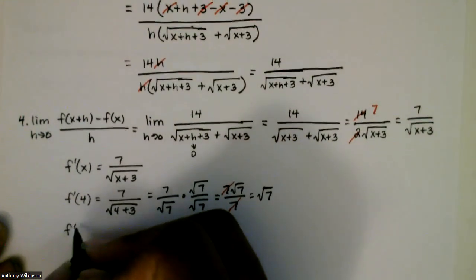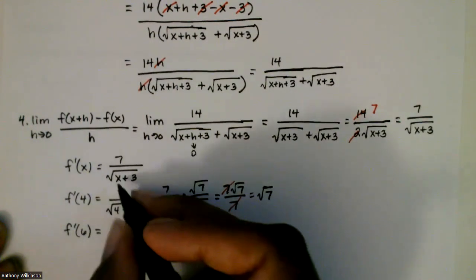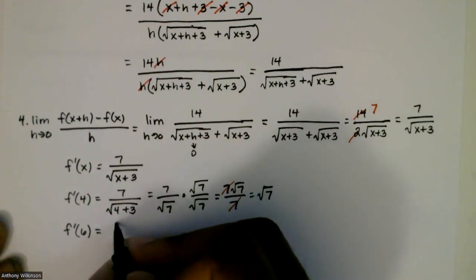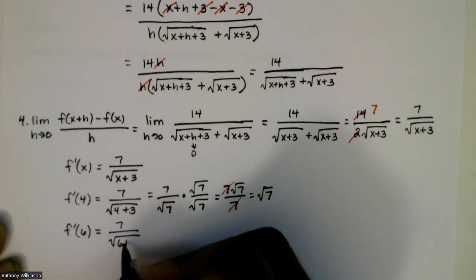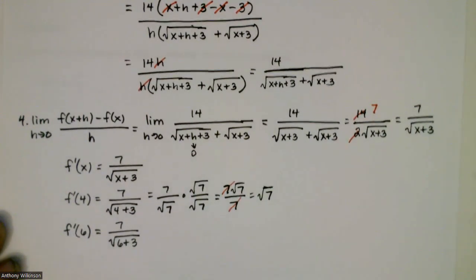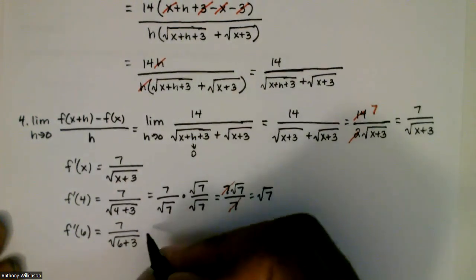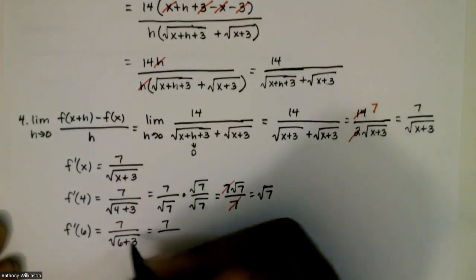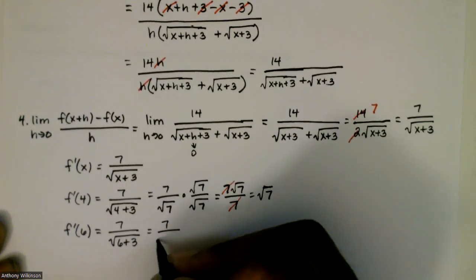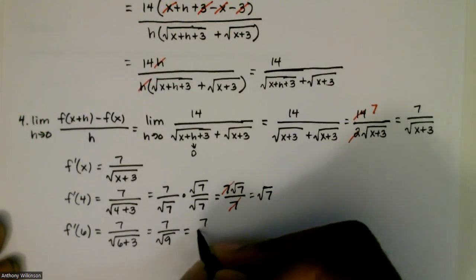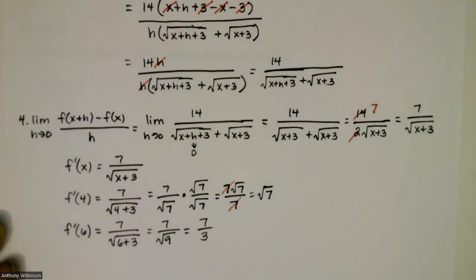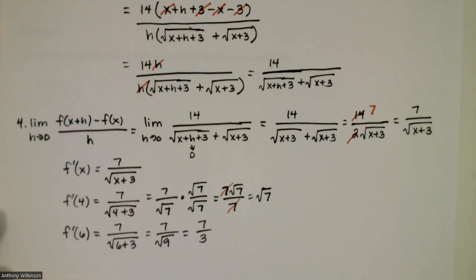All right, f prime of 6. We substitute the x with 6, so it'll be 7 over the square root of 6 plus 3. So 6 plus 3 is 9, so you have 7 over the square root of 9. Now we can take the square root of 9, that would give us 3. So f prime of 6 will be 7/3.